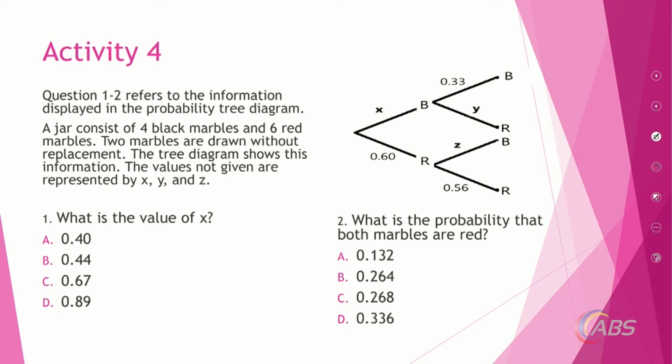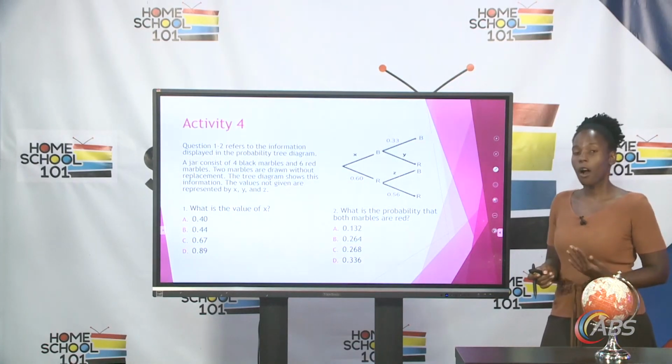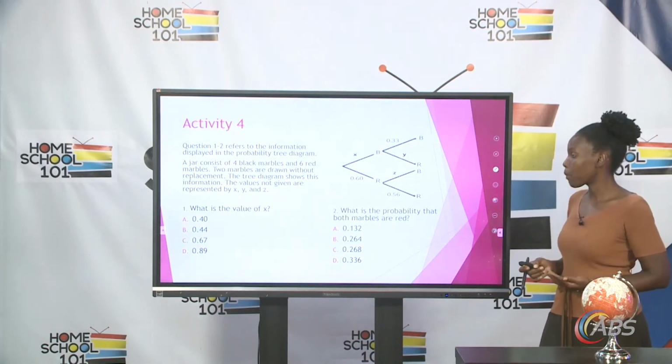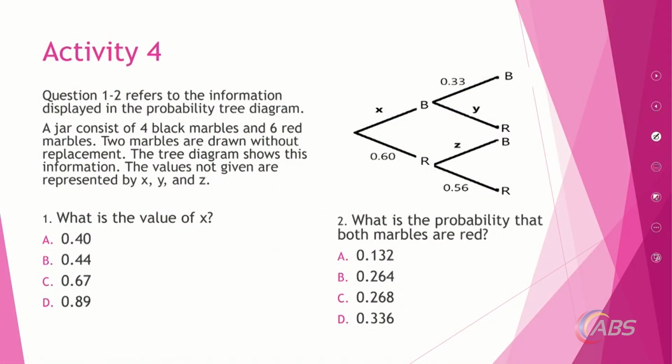So it states, what is the value of X? And the second question, what is the probability that both marbles are red? Go through, so look at the tree diagram. How would you find the value or the probability of X? And how would you find the probability that both marbles are red? Right, so we will go through.